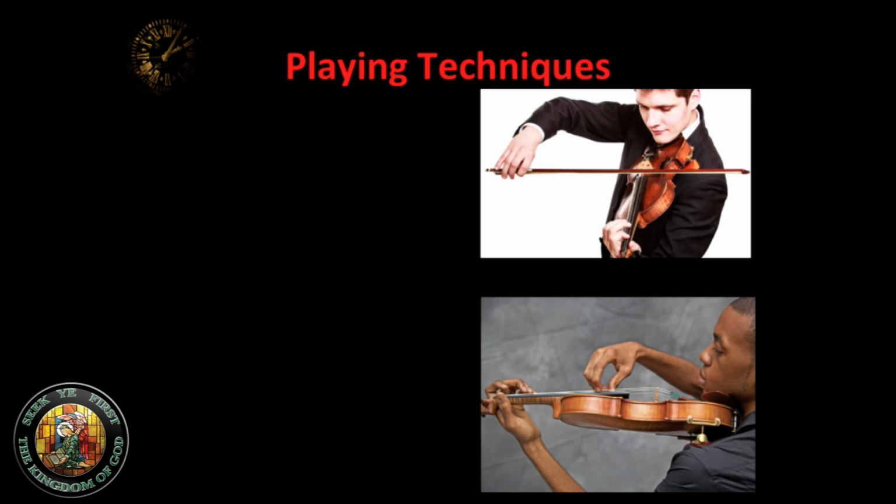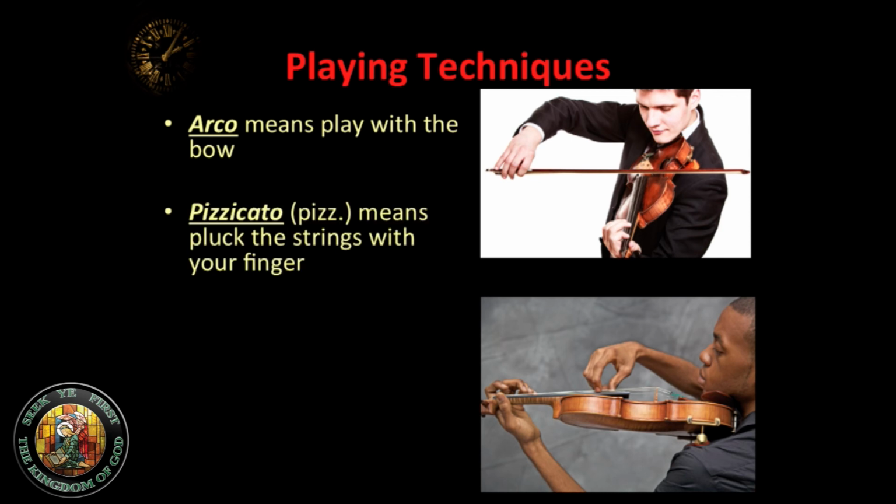In Haydn's Clock Symphony, Haydn used 2 playing techniques in the string parts. First of all, he has arco. Arco means playing with the bow. Arco has a smooth sound. The opposite of arco is pizzicato, or piz for short. This means you pluck the strings with your finger. Pizzicato has a very staccato, short sound.